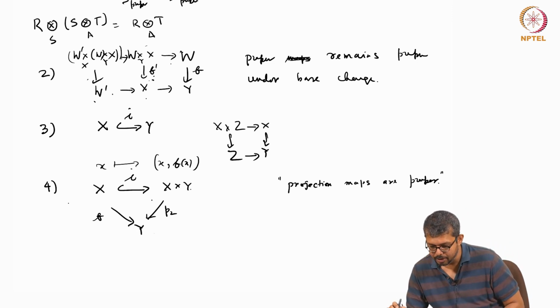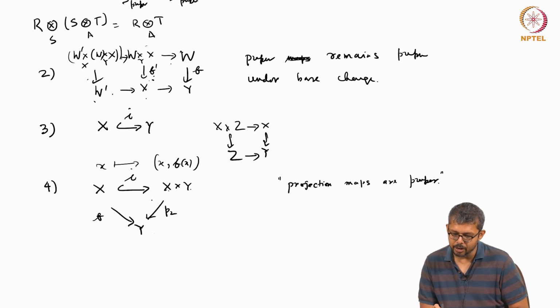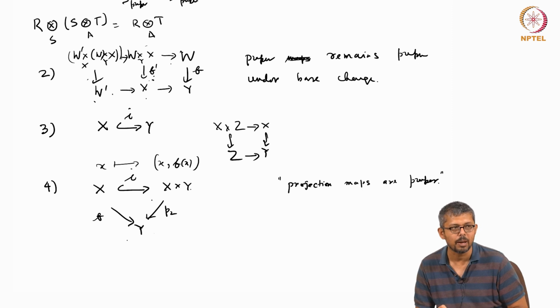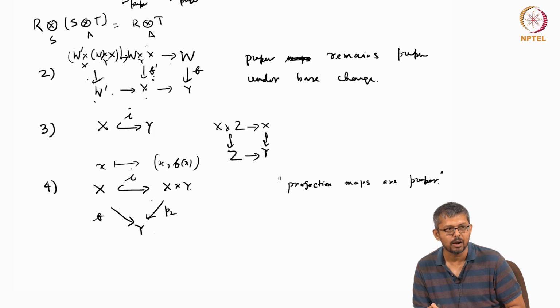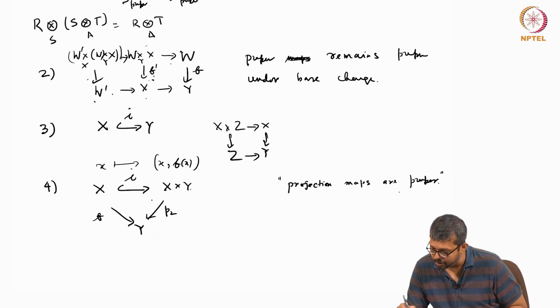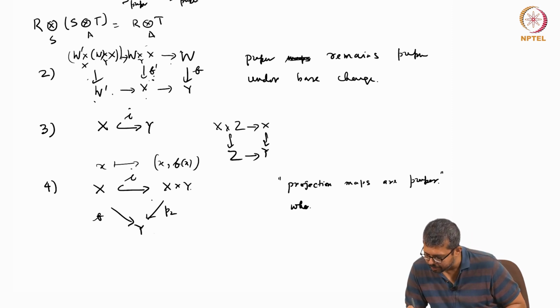Here I have to be a little careful. Not for any x and y, of course. If you take x as A1 and y as A1, then A2 to A1, this map is not a proper map, right? Because you take the closed subset xy equal to 1, that is not going to a closed subset. So you have to be careful: projection maps are proper when x is complete.